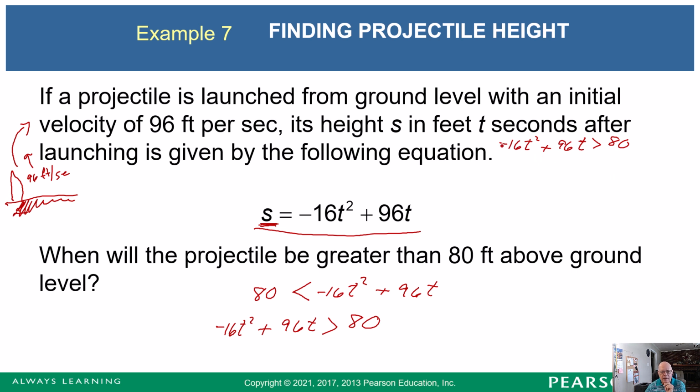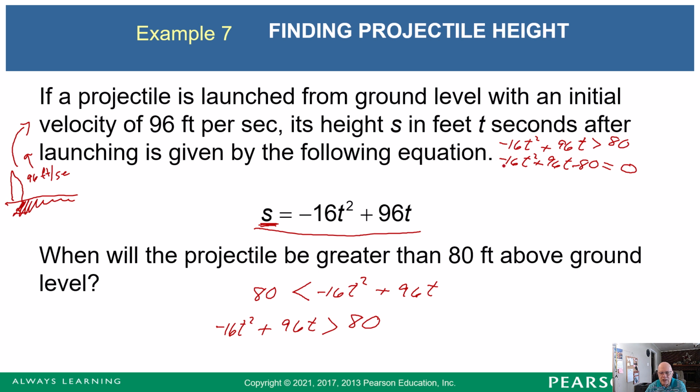Now, this is a quadratic. You can see that t squared. So what we're going to do is, since it's a quadratic, we need to solve a quadratic. Negative 16t squared. I'm going to bring that 80 over here so that I get the 0 on the other side. I want 0 for a quadratic. Plus 96t minus 80 equals 0.